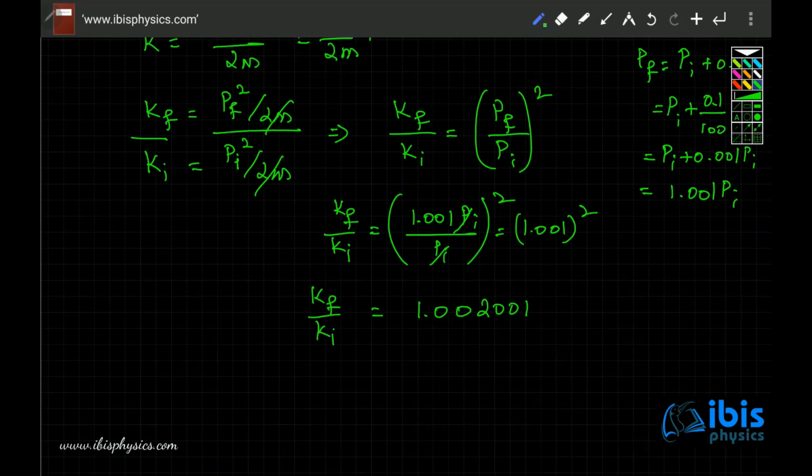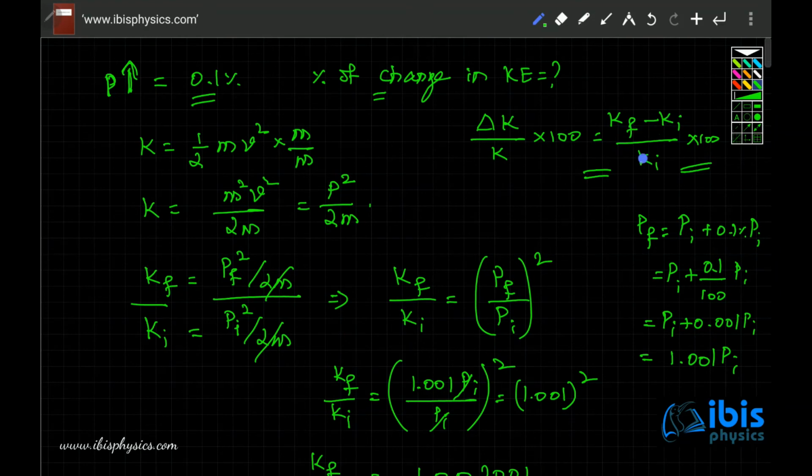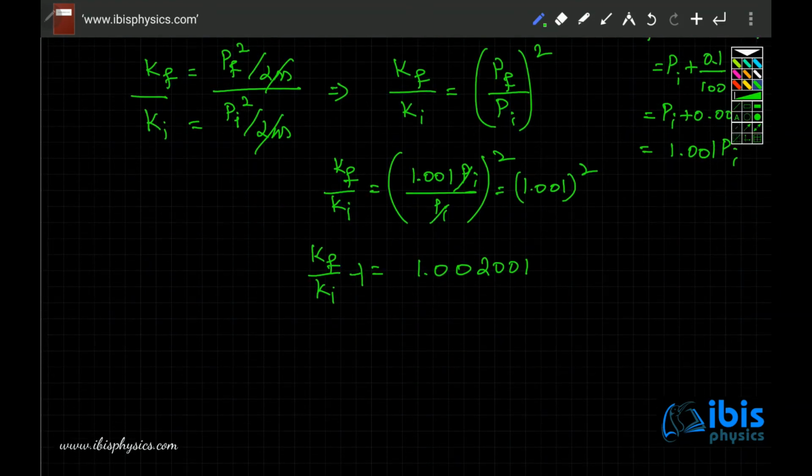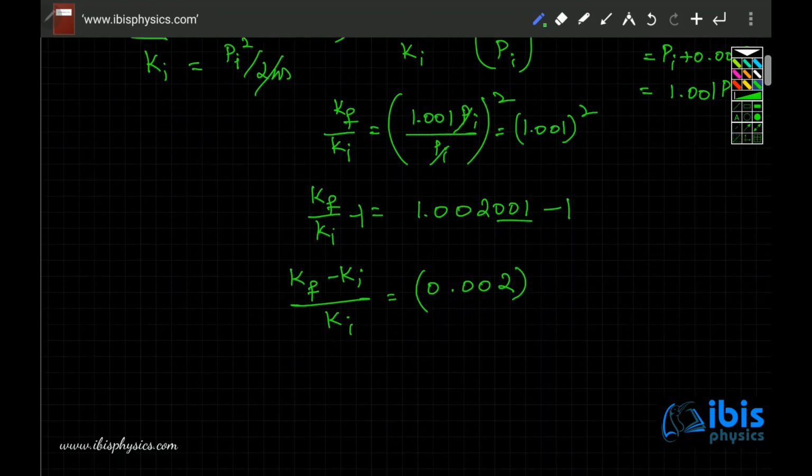Then if you want to find K final minus K initial by K initial, you just have to subtract 1 from both sides. When you subtract 1 from both sides, K final minus K initial by K initial is 0.002001. We can simply drop this much. What is this value? K final minus K initial is the change in kinetic energy. What is K initial? Original kinetic energy. That is equal to how much?